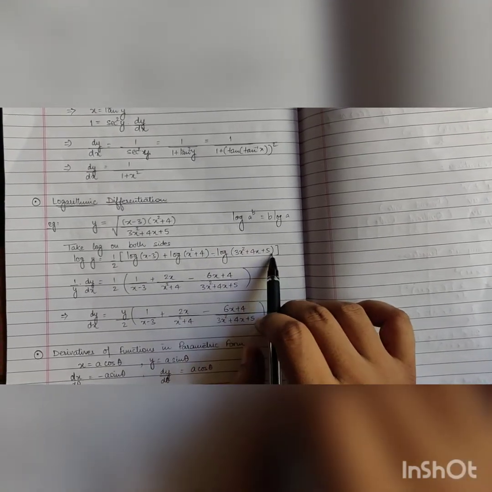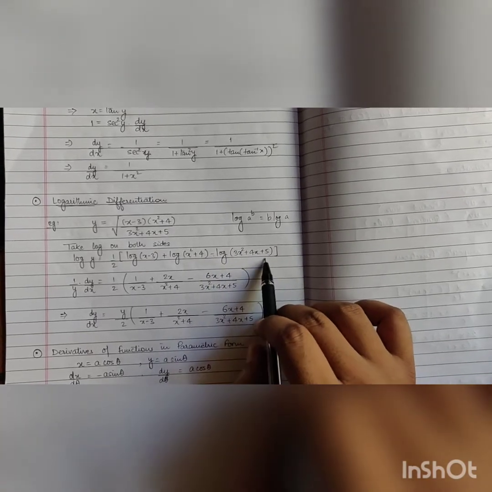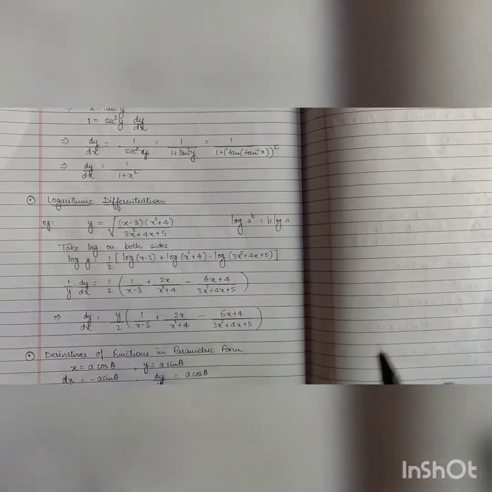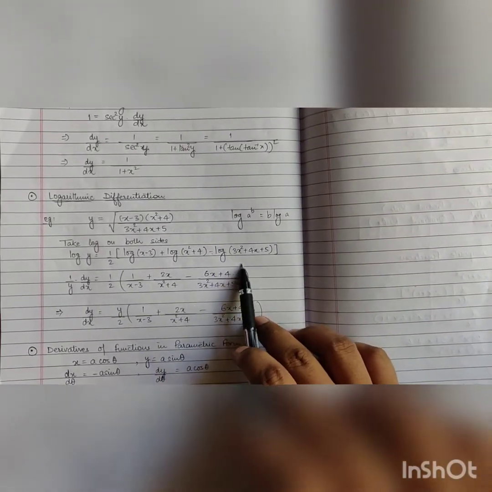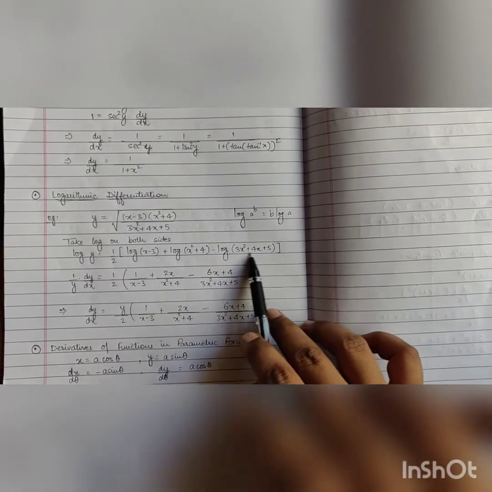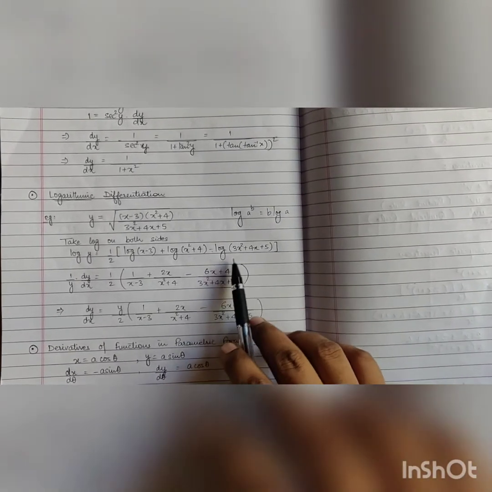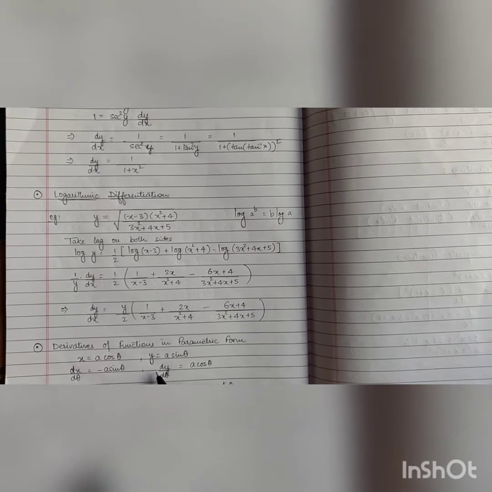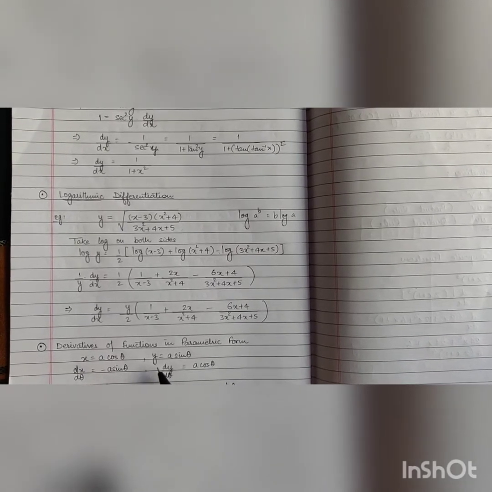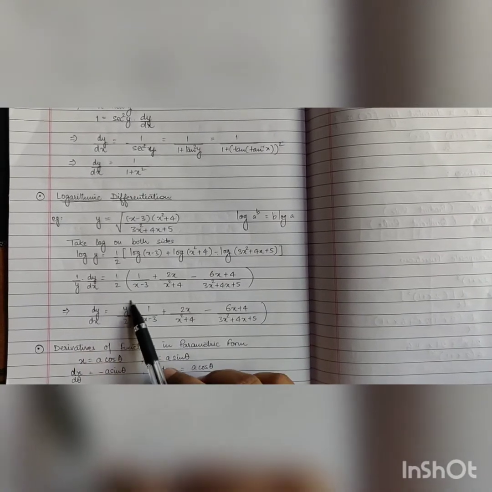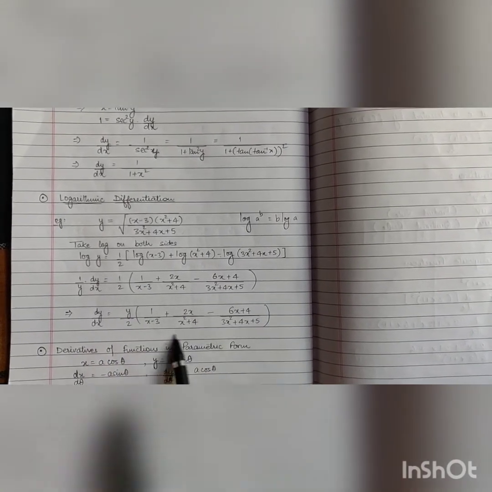Similarly, if we differentiate log of this, we'll use that formula: differentiation of log x is 1 upon x. So differentiation of log of this is 1 upon this. Now we'll differentiate whatever is inside the bracket also, so we'll get 6x plus 4. Now take this y on this side, and we'll get dy by dx equals y upon 2 into this whole thing.